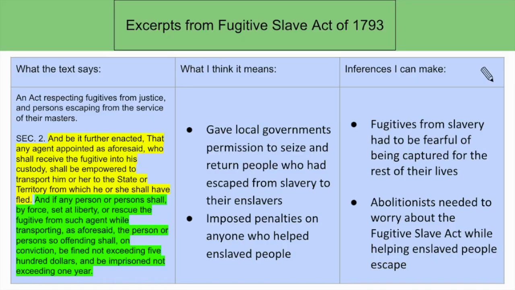It might be helpful to model the triple entry journal strategy for your students with the first excerpt. You can do this by reading the text out loud, modeling how to think about the text while making connections to the historical context and background information we went over earlier in the lesson. You can show students how to chunk the text even further by breaking this excerpt into 2 parts and modeling what you think each part of the text means. Then you can show your thinking about inferences you have made about the text.